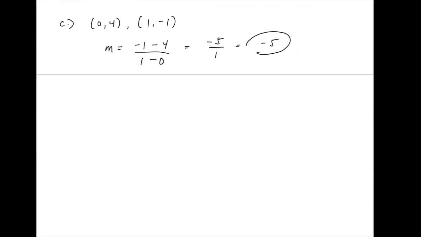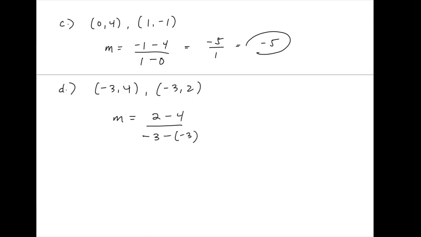For part D, we're going to do -3, 4, and -3, 2. The slope is going to be 2 minus 4 all over -3 minus -3. On the bottom here, you notice that they're the same numbers. So what's going to happen? 2 minus 4 is -2, and -3 minus -3 is the same thing as -3 plus 3, which is 0. Whenever there's a 0 on the bottom, the slope's not 0. Remember, we can't divide by 0. So m is undefined.